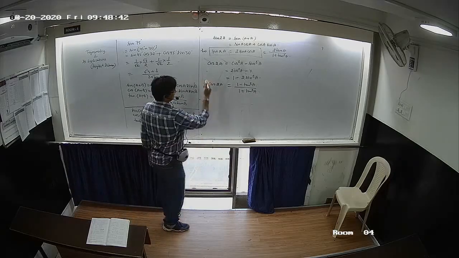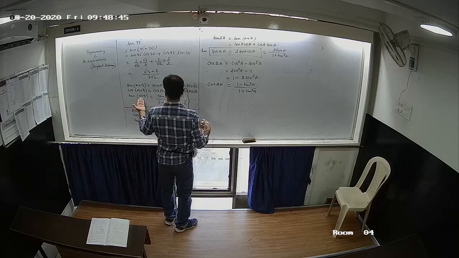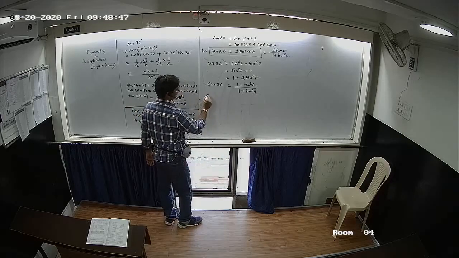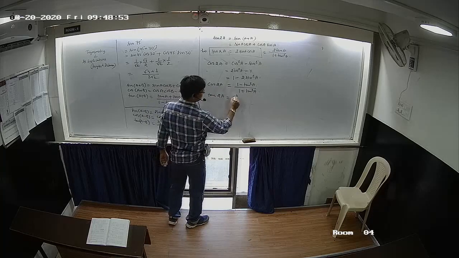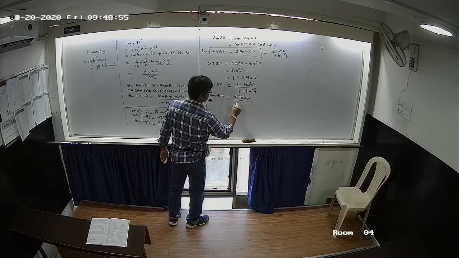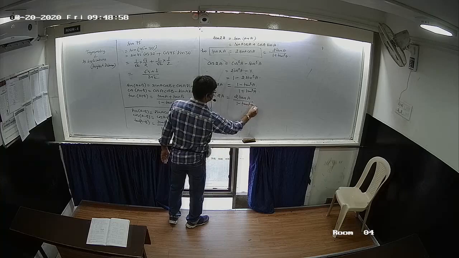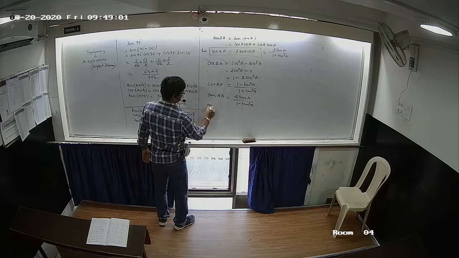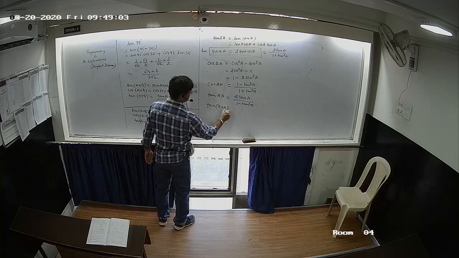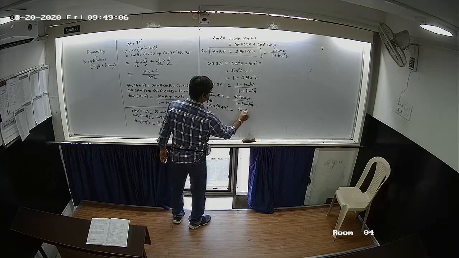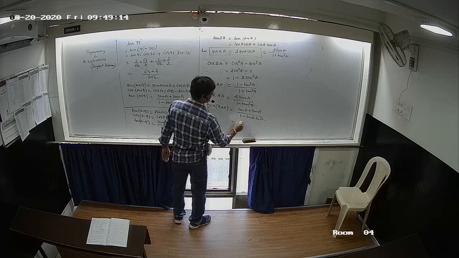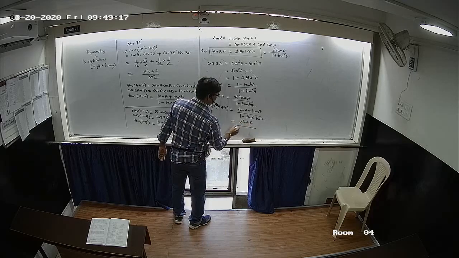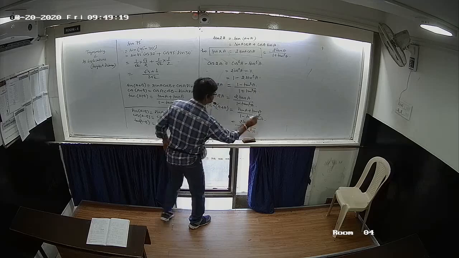In the same way, we can find out tan of a plus b. So replace b by a, we get tan(a plus a), that is tan 2a. So tan(a plus a) is equal to tan a plus tan a by 1 minus tan a into tan a. So we get 2 tan a upon 1 minus tan square a.